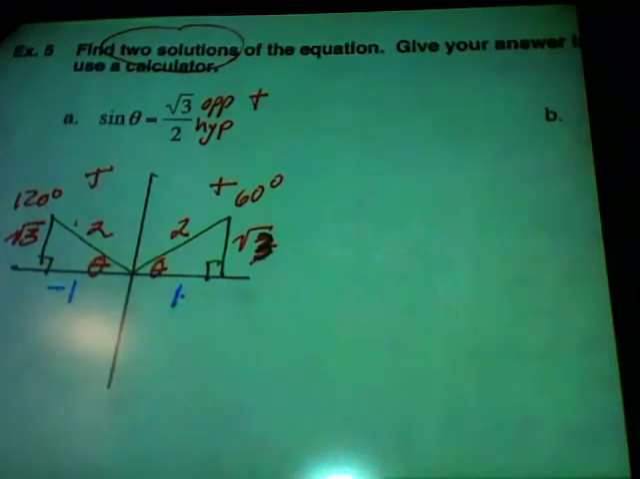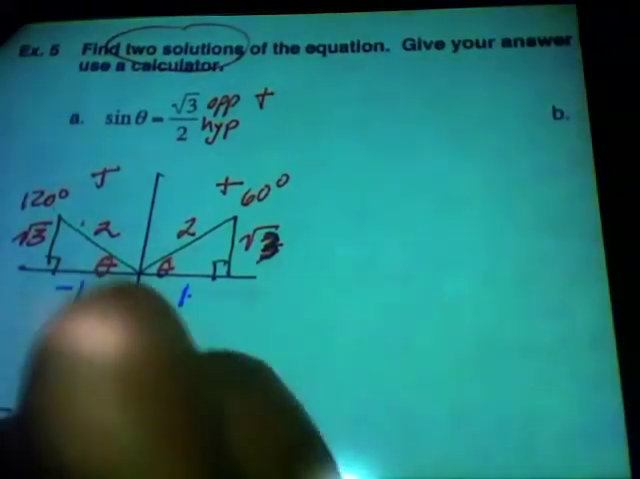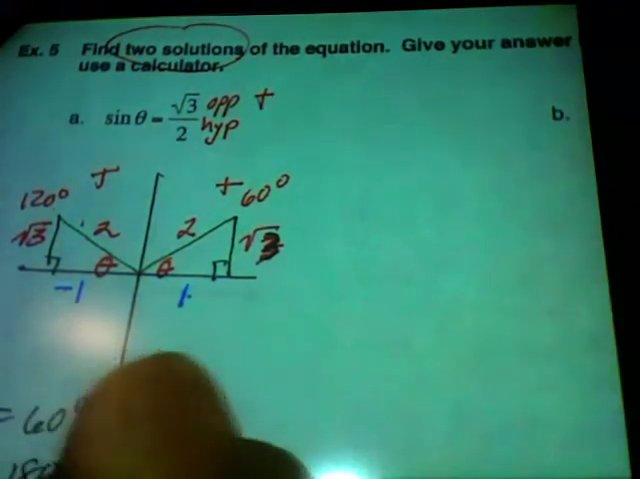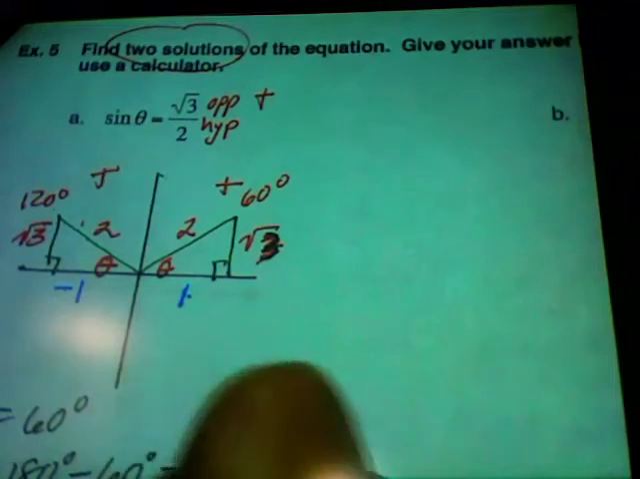Theta, let me get my pen here. So theta is equal to 60 degrees, and then theta is equal to 180 minus the 60 degrees, which is 120.